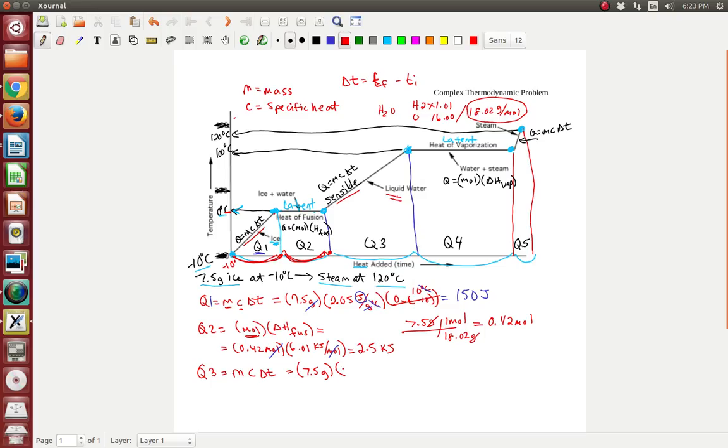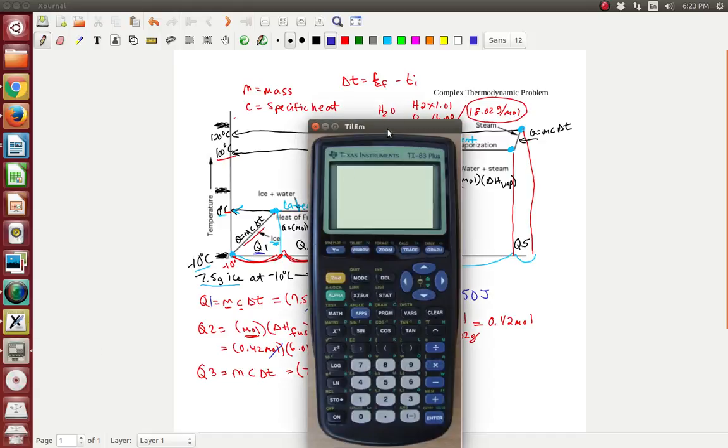So we're going to add that in here. 4.184 joules per gram degrees Celsius. That's the C, and then the delta T. What's the delta T for the third part? Well, the final temperature is up here, and the initial temperature is down here in this part. So T final is 100 degrees, and the initial temperature is 0. So 100 minus 0 is 100 degrees Celsius. Now we cancel out the grams and cancel out degrees Celsius. We have joules.